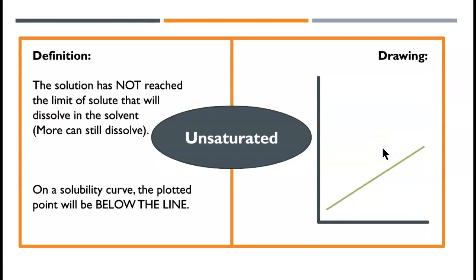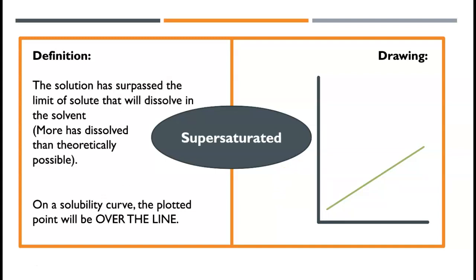For unsaturated, it says the solution has not reached the limit that will dissolve in the solvent. So more can still dissolve. Whenever it's unsaturated, remember, think of under, the dot will be under the line. So any point below is unsaturated, meaning you can still add more at that given temperature. And last but not least is super saturated. The solution has surpassed the limit of solute that will dissolve, so more has dissolved than theoretically possible.